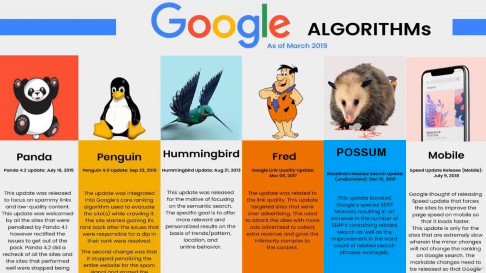Then they have other algorithms like Pigeon for local searches, Fred for link quality and stuff like that. So these algorithms you will come across, and Google is regularly releasing them. You can follow their blogs to keep an eye on these updates, and accordingly you can update your content to maintain stability in your ranking.